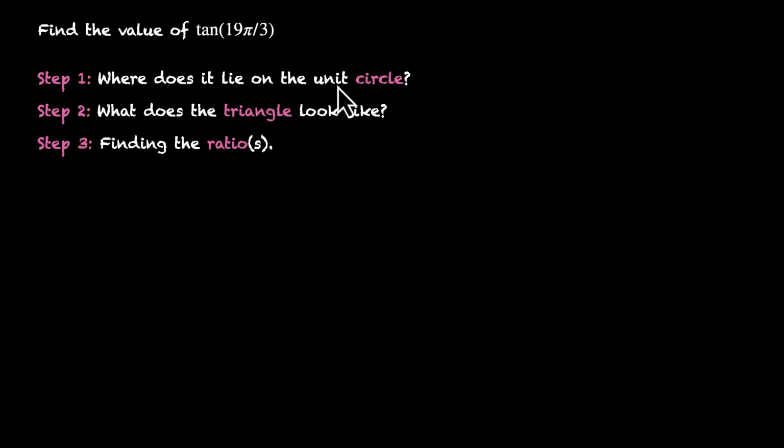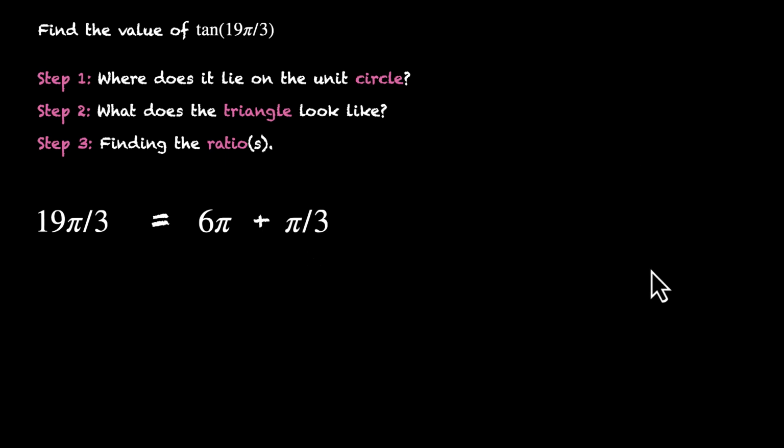Let's solve one more. Find the value of tan 19 pi by 3. Pause the video, try this on your own. Okay, let's break this down, finding the nearest multiples of pi or 2 pi. So these are your steps: circle, then triangle, then ratios. To get to 19 by 3, how many multiples of pi we need? We need 6 and then pi by 3. So this is 6 pi plus pi by 3.